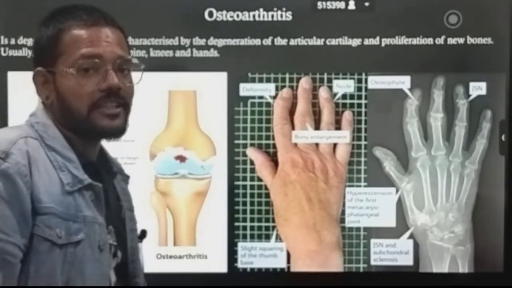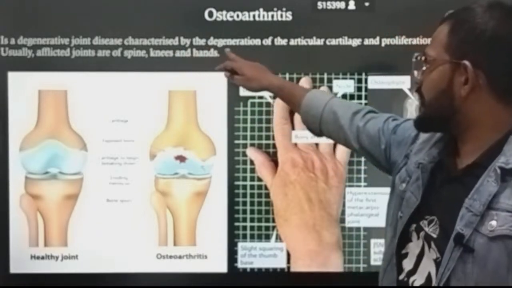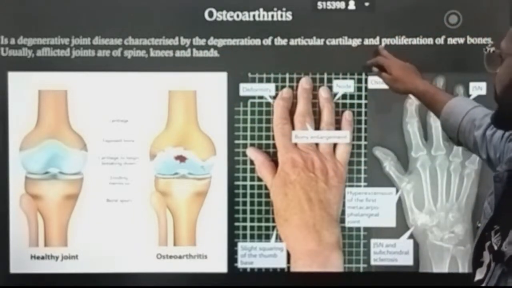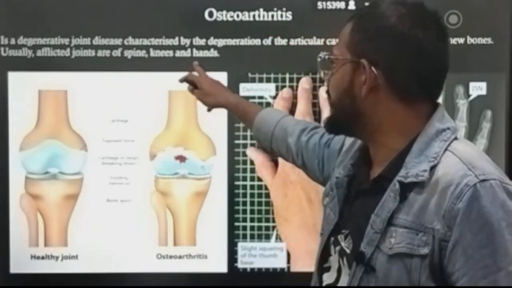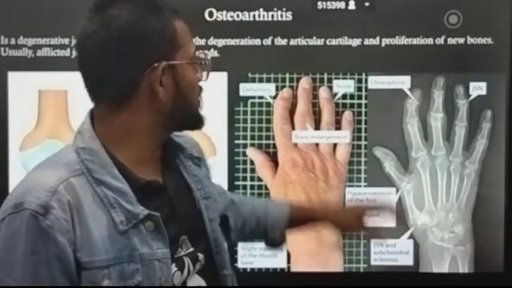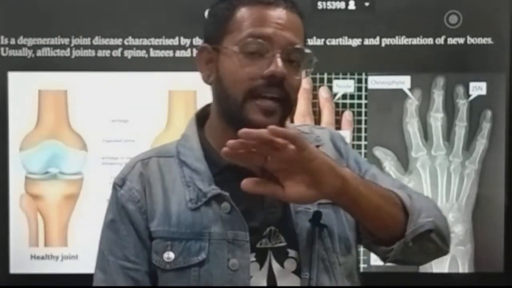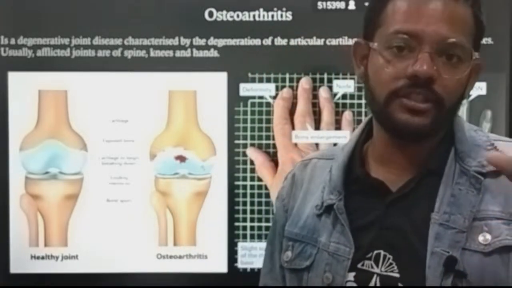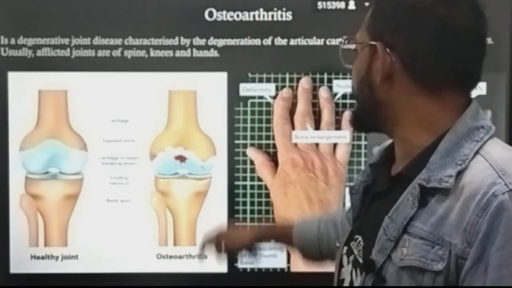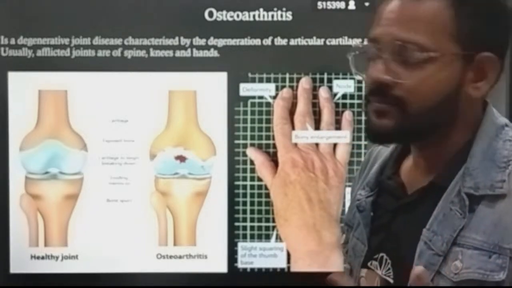Next we have osteoarthritis, a degenerative joint disease characterized by degradation of articular cartilage and formation of new bone, usually afflicting joints and spine, knee and hands, okay. This is osteoarthritis. Both arthritis and osteoarthritis are different things, they are not the same. Arthritis is the common inflammation, common pain of the joints, okay. Osteoarthritis is more specific, you can say more severe, okay.